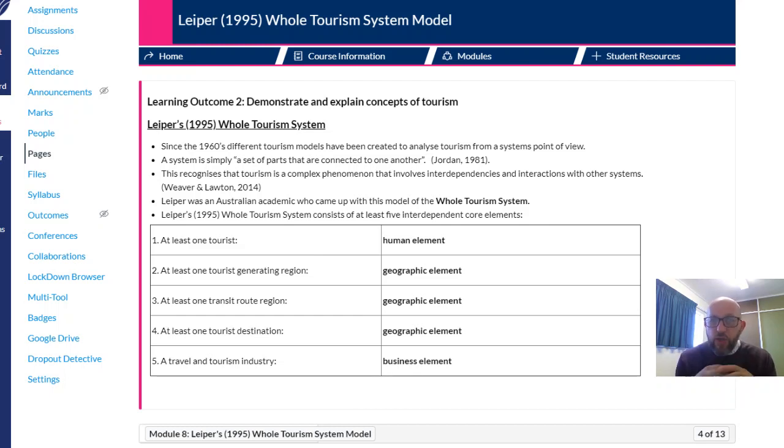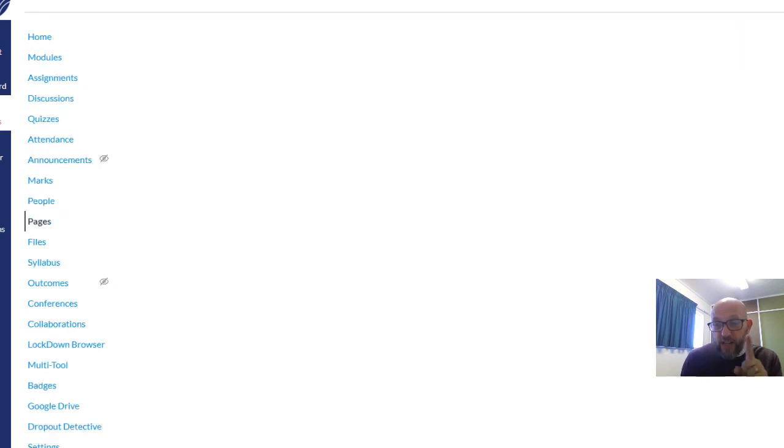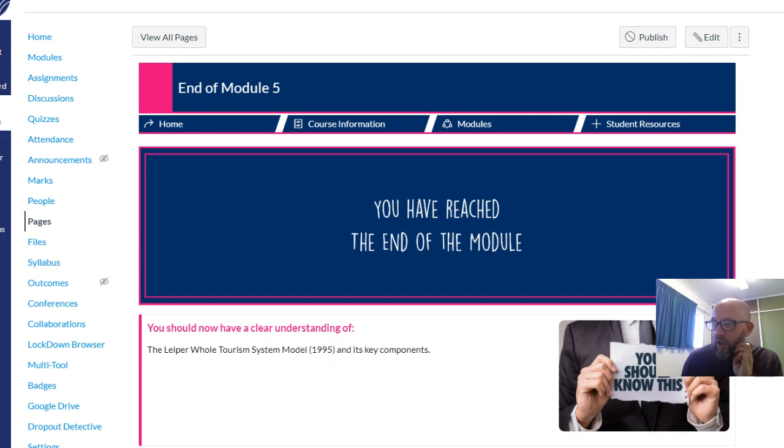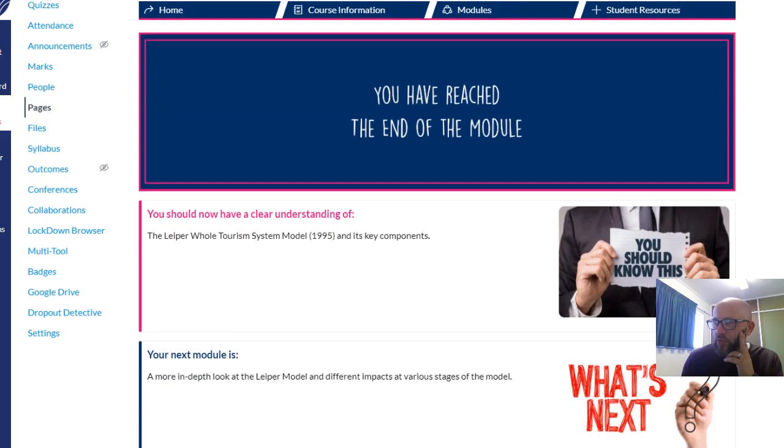Okay, so that's what Leiper says is needed for the tourism system to work. That's what you need. You need at least one person, one origin, one transit route, and one destination as well.